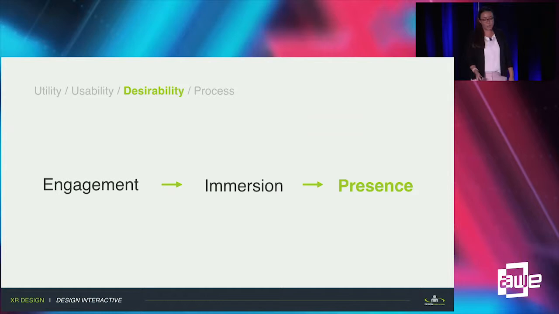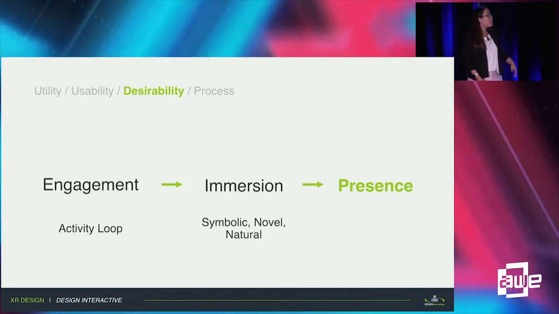So how do we do that with all of these things? The first one for engagement is we need to provide users with an activity loop. We have to get them engaged and keep them engaged in the system. Once we have them engaged in the system, we can provide them with immersive interactions. So we can provide them with symbology, we can provide them with novel interactions like magic, and we need to provide them with natural interactions that are similar to our real world interactions. And once you have engagement and immersion down, that'll lead to presence only if you have meaningful information for those users.